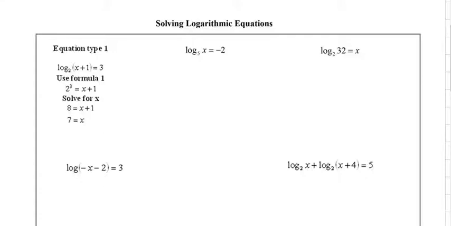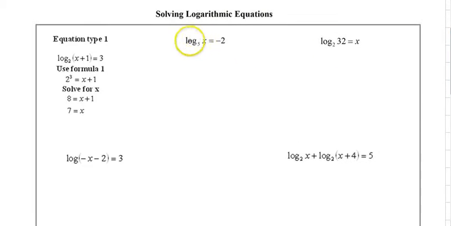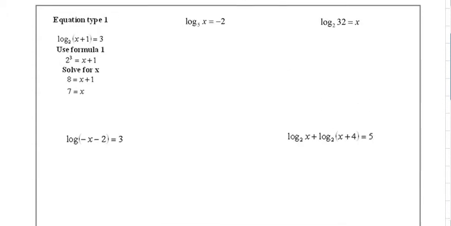These are solving equations involving logarithms. So we have two types, equation type 1, equation type 2. Type 1 has a log equals some kind of number, or a bunch of logs equals some kind of number. But basically there's something in there, a term, that is not a logarithm, where in equation type 2, they're all logarithms. So let's look at type 1 first.